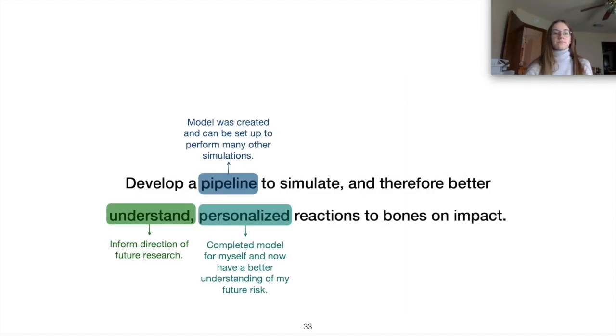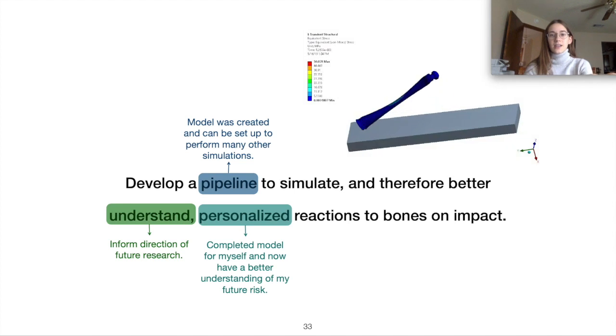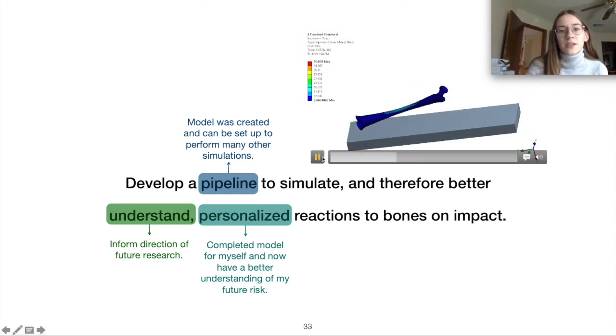Conclusions. Here's my statement. Again, did I actually accomplish what I set out to? So I wanted to develop a pipeline. So yeah, I did. I created a model, and it could be set up to run many other simulations. For example, I attempted to simulate what would happen if I just dropped the femur on some concrete. Got some big stresses going on, 50 megapascals.